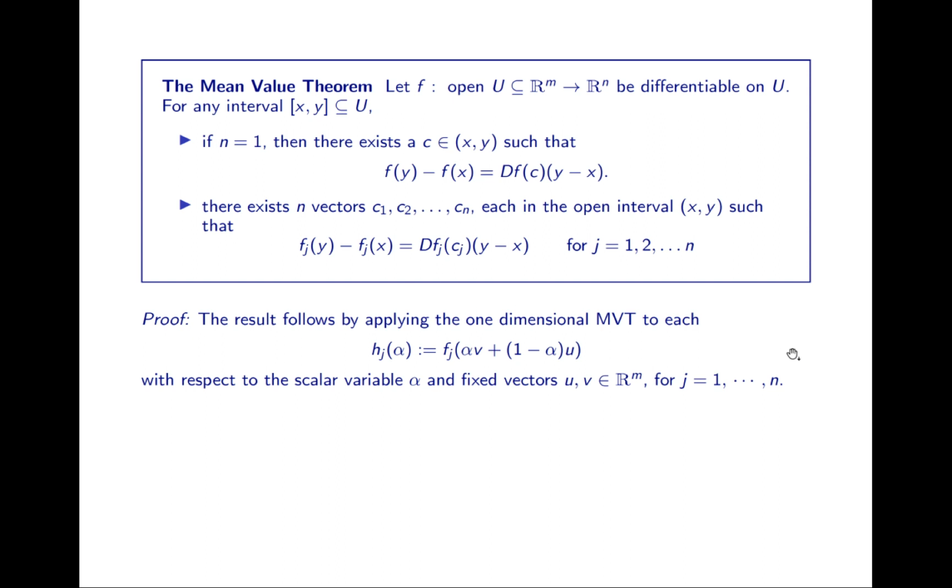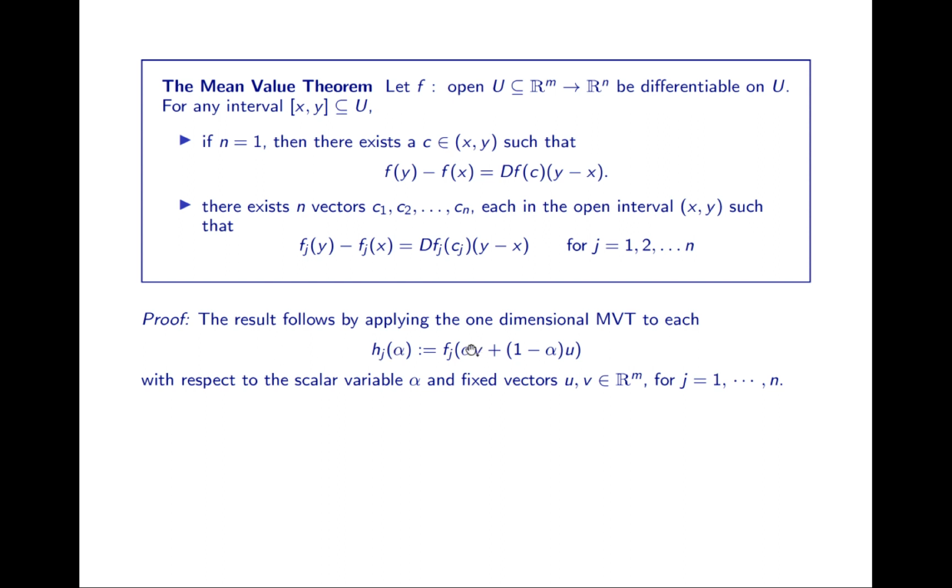Now, we'll go through the proof in a bit of a sketch. The result essentially follows by applying the one-dimensional mean value theorem repeatedly to the function h of alpha, where h of alpha is f of alpha v plus 1 minus alpha u. Now, this is true for each entry of f, so it's true for j equals 1 through n. But if n is greater than 1, the mean value theorem is just a repetition of the mean value theorem when n is 1, applied to each entry of f. So in some sense, we can just disregard this j and consider this function.